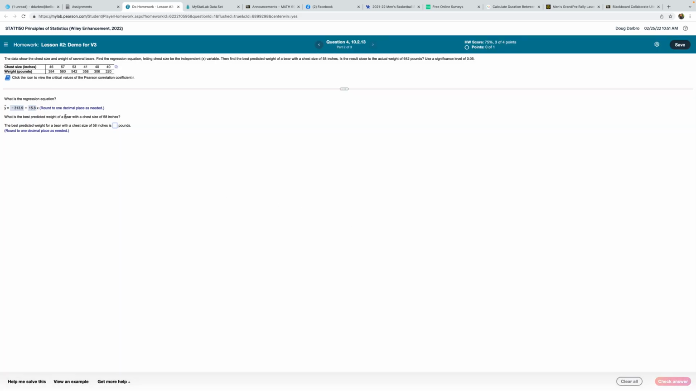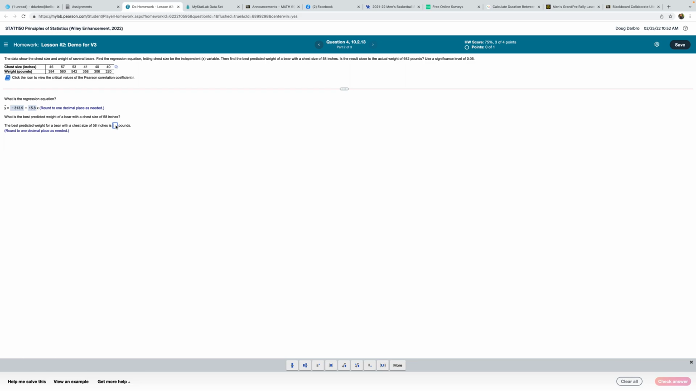What is the best predicted weight of a bear with chest size 58? Well, what I'm going to do here is I'm just going to put 58 into our model. So I have negative 313.9 plus 58 times our slope, which is 15.8. And I get 602.5. This is round to one decimal place, so 602.5 should be it.